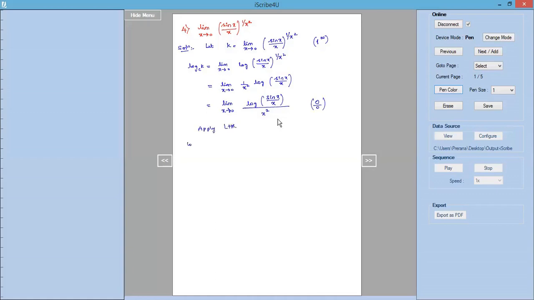So we have log k to the base e is equal to limit as x tends to 0. We will differentiate the numerator and the denominator separately. Now it is up to our convenience whether we want to write this log of sin x by x as log of sin x minus log x, or keep it as it is. I have retained it as it is. So log of sin x by x we have to differentiate, which is 1 divided by sin x by x into, we need to apply the quotient rule for sin x by x.